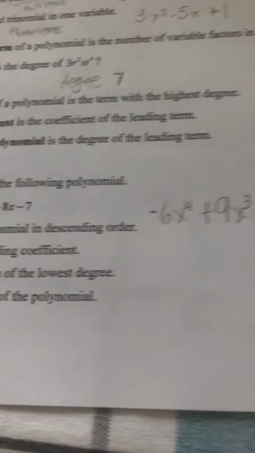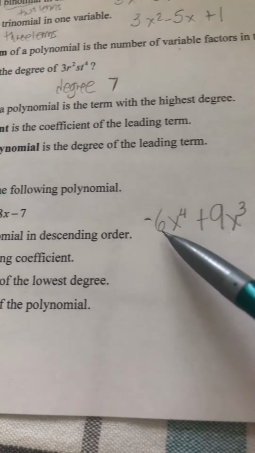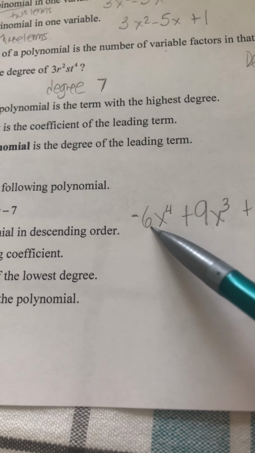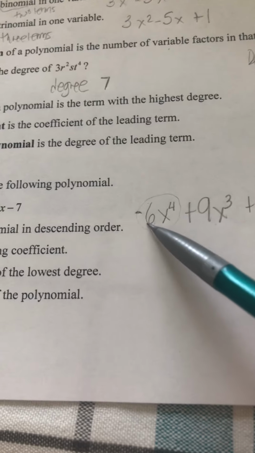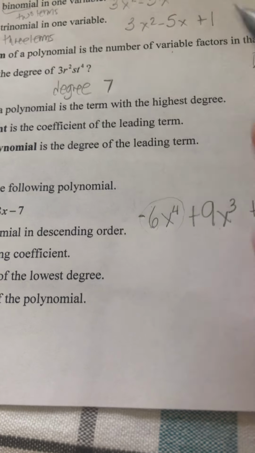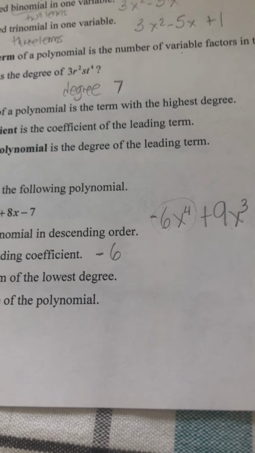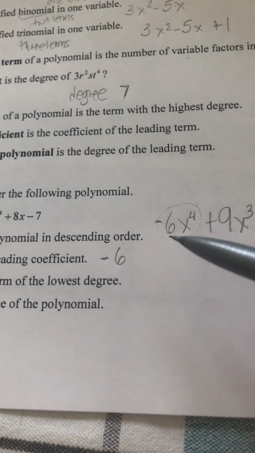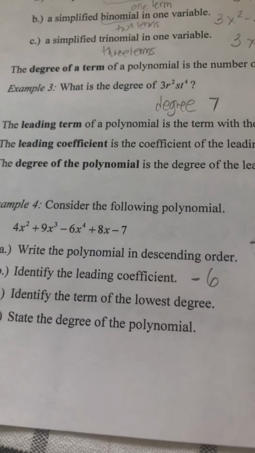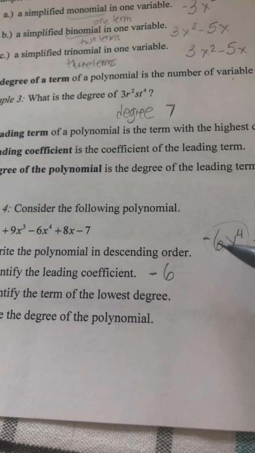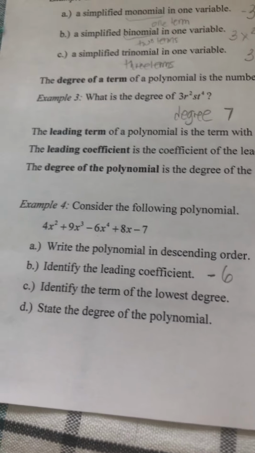Identify the leading coefficient. The leading coefficient is the coefficient in front of the highest degreed term. This is called the leading term. The leading coefficient is just the number in front. Okay? It's the coefficient of the highest degreed term. So it's the coefficient of the leading term. This is called the leading term when you list it in descending order.